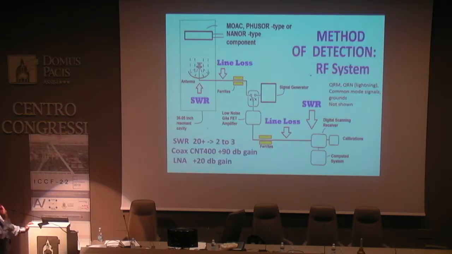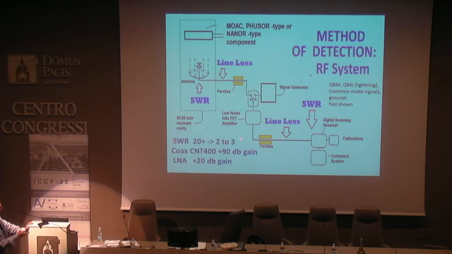So the methods, just to review, is we put the active cold fusion device here. We have an antenna. This is the Fabry-Perot box. You can't see the Faraday cage around it. And then we take it to an amplifier, put it into a digital receiver, and into a computed system.